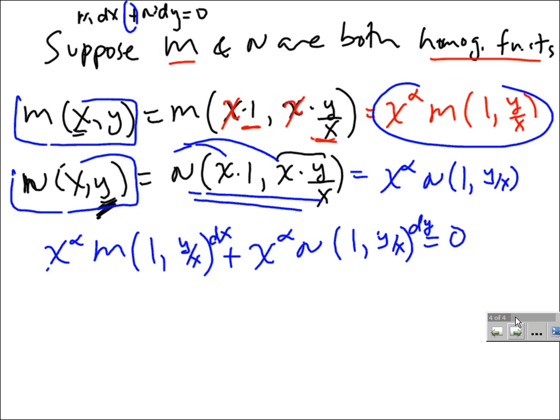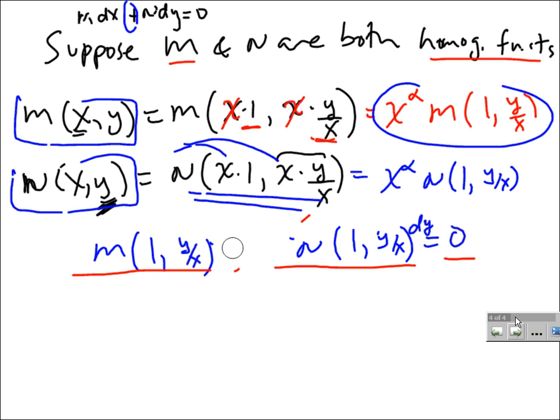Now, I can divide everything by x to the alpha. When I divide this term by x to the alpha, it cancels out, and when I divide that term by x to the alpha, it cancels out. And when I divide 0 by x to the alpha, I still get 0. So the equation I have after I divide by x to the alpha is just m dx plus n dy.